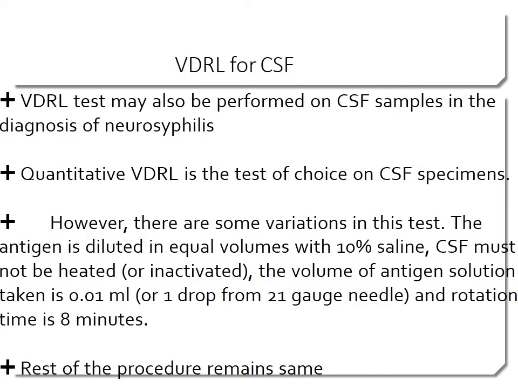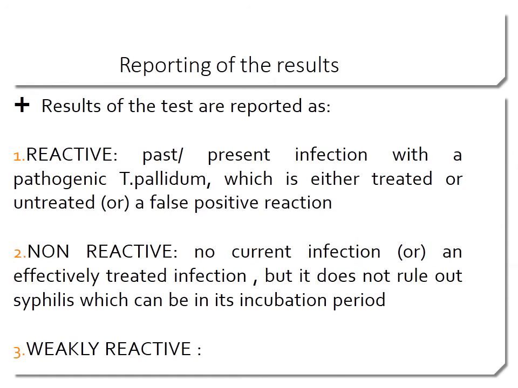VDRL test may also be performed on cerebrospinal fluid samples in the diagnosis of neurosyphilis. Syphilis is a sexually transmitted disease. Quantitative VDRL is the test of choice on CSF specimens. There are some variations in this test. The antigen is diluted in equal volumes with 10% saline. CSF must not be heated. The volume of antigen solution taken is 0.01 ml. And the rest of the procedure is the same.